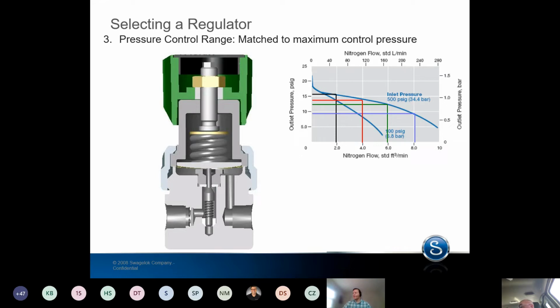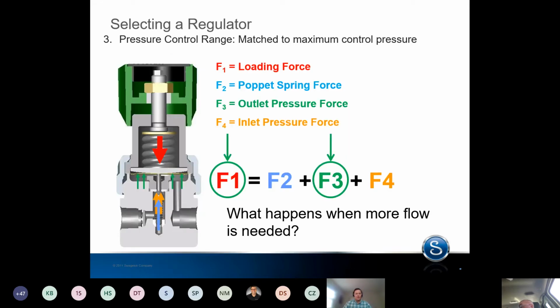And so when that spring is allowed to relax, then the force that it gives also goes down, right? So when more flow is needed, that F1 actually goes down slightly. And just like we saw earlier, if that F1 goes down, something else has to change. And we're going to assume that our inlet pressure isn't fluctuating wildly, or it's a big enough source where the flow is not depleting it faster.